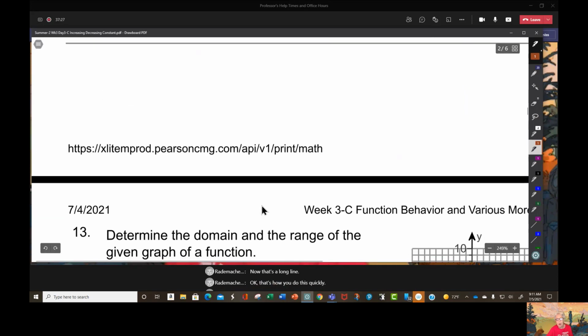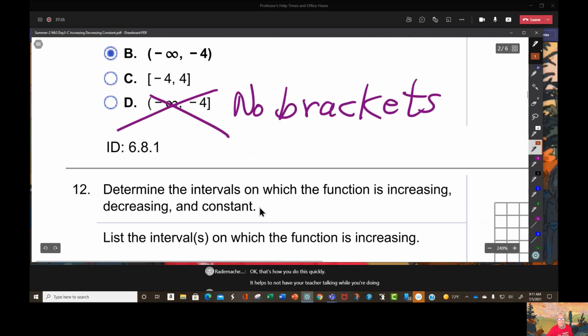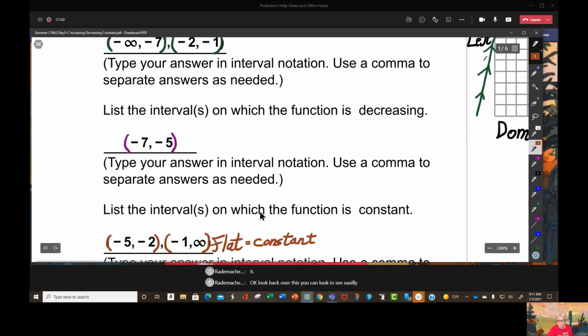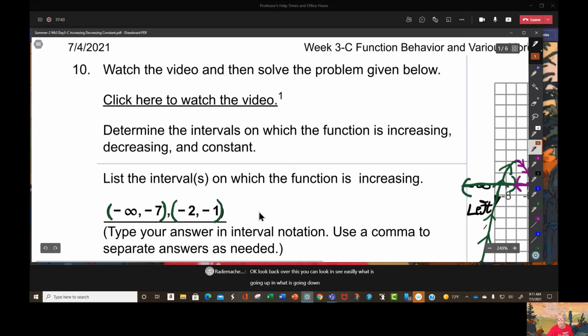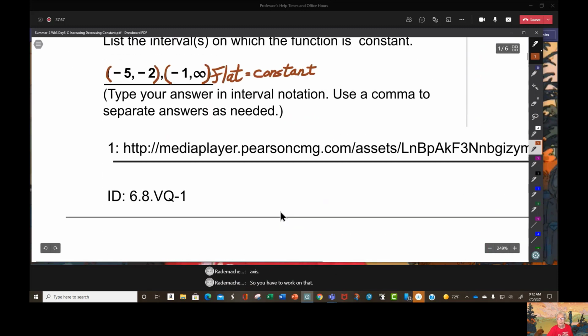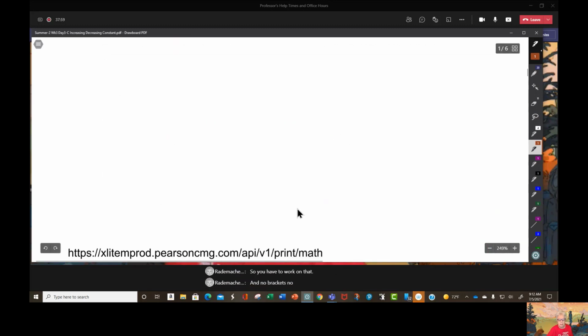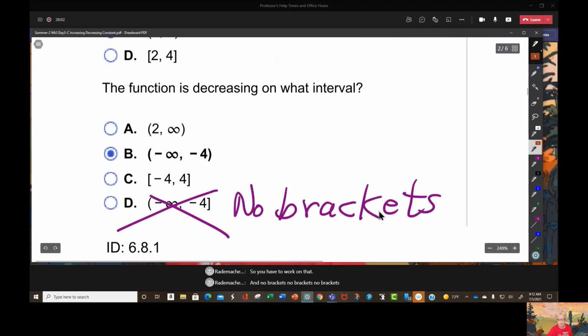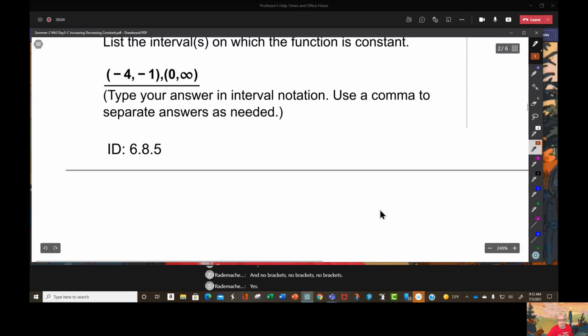It helps to not have your teacher talking while you're doing it. Okay, look back over this. You can look and see easily what is going up and what is going down if you remember to go from left to right. The hard part is transferring that down to the x-axis. So you have to work on that. And no brackets, no brackets, no brackets.